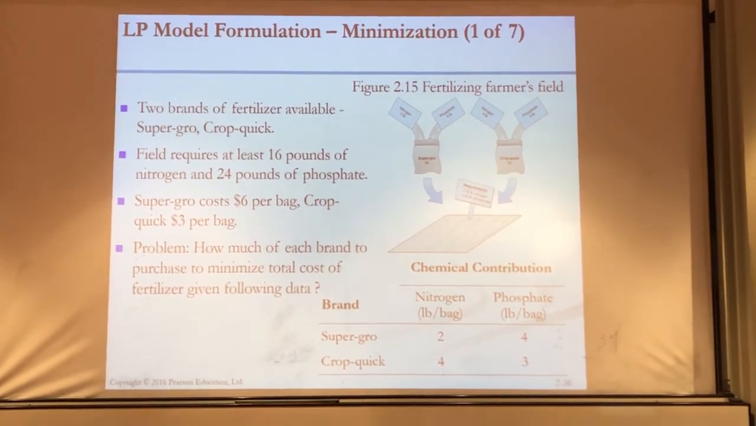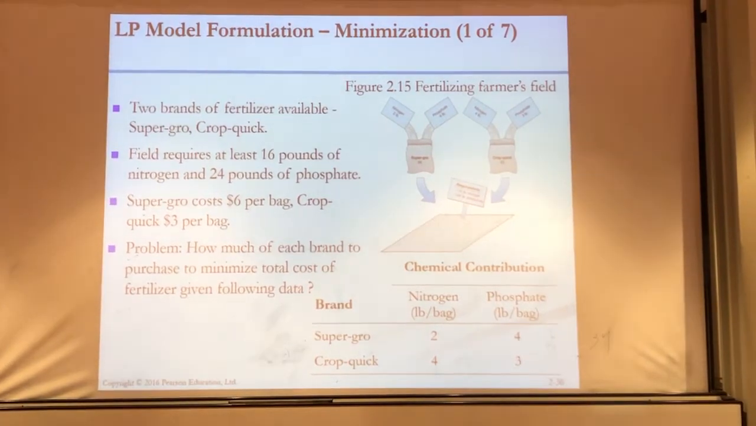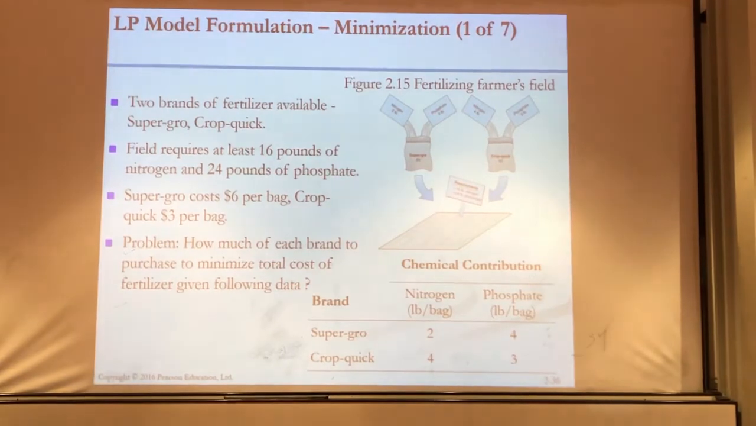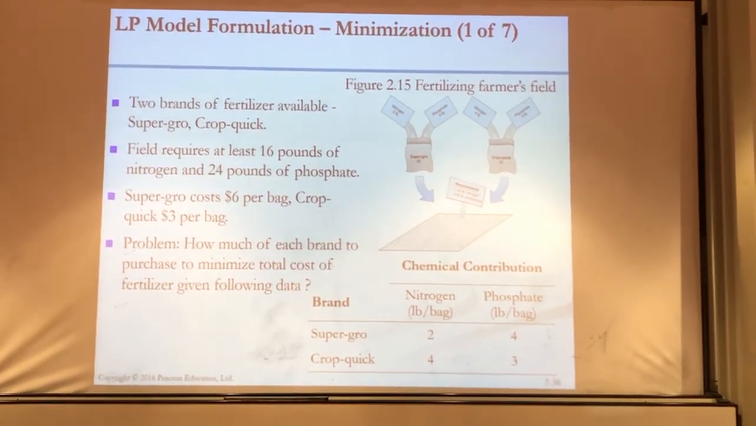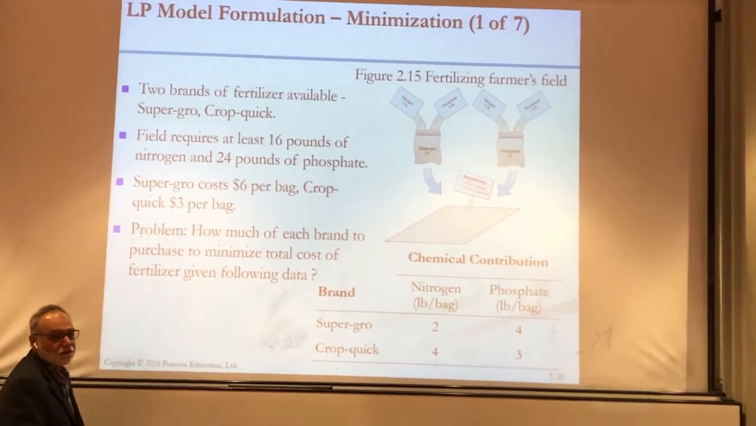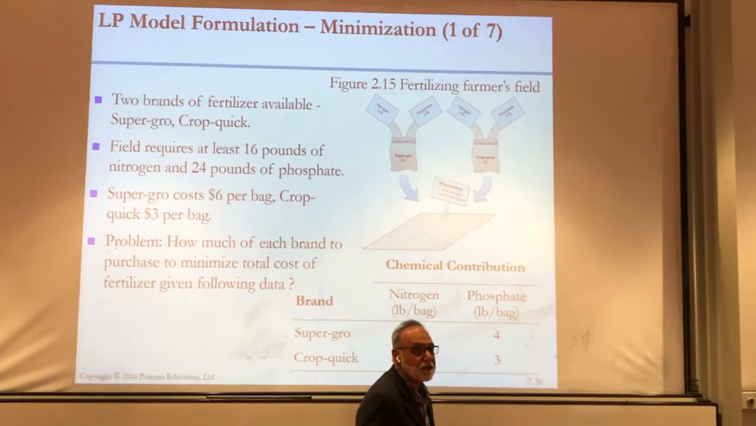Minimize the total cost. And the cost of each brand is also given, right? So just define the variables. Can you do it yourself? Can you try? Quickly, please. Try. Identify the decision variables now. Just define the decision variables.